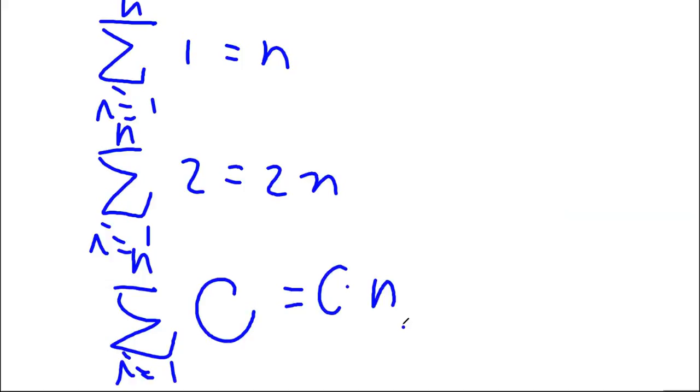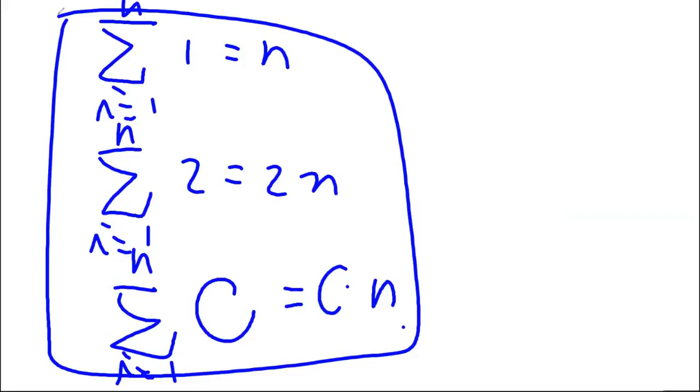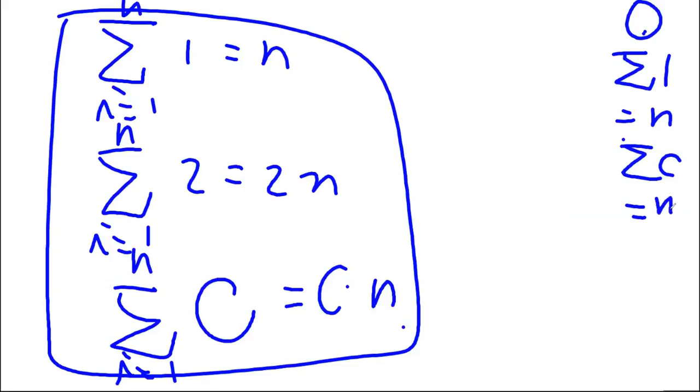Good. So this one is order 0, which I taught you already. The summation of 1 equals n. So the summation of c equals nc. That's the summation, that's order 0.